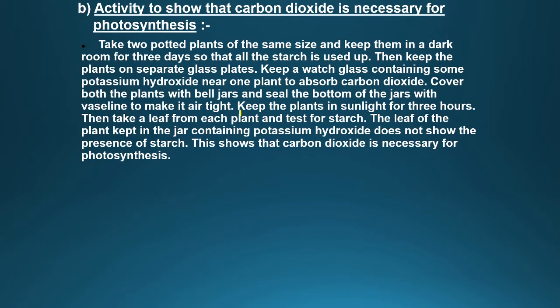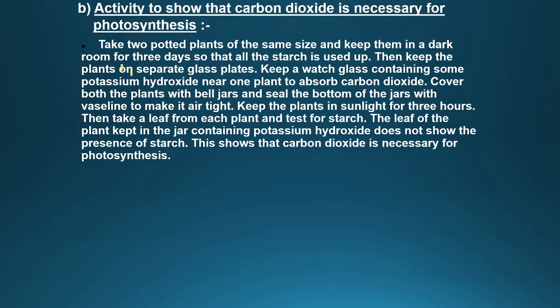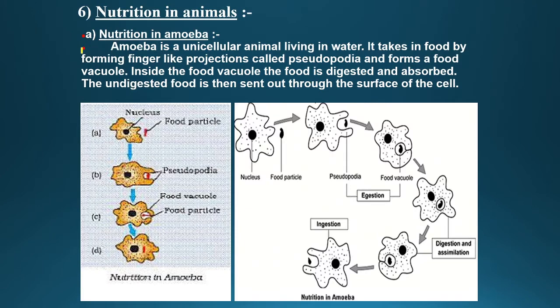The second one is an activity to show carbon dioxide is necessary for photosynthesis. And the first one is an activity to show chlorophyll is necessary for photosynthesis. Both of them, you can just pause the video, or at the last session I would post a PPT presentation of it in the description, so you can look at it then and do it on your own. Then, fast forwarding, let's go to nutrition in animals.